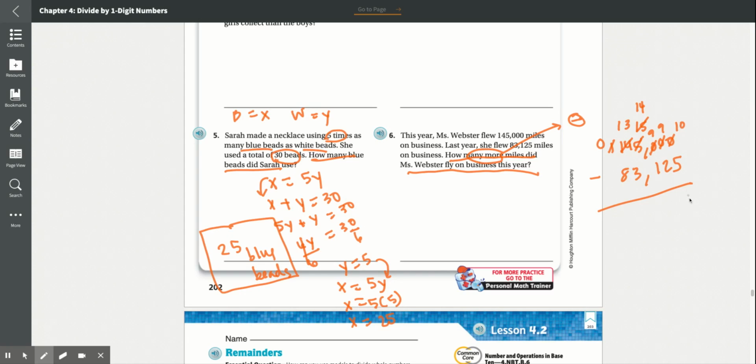So 10 minus 5 is 5. 9 minus 2 is 7. 9 minus 1 is 8. 14 minus 3 is 11. Carry the 1. 13 minus 8 is 5 plus 1. That's 6. So it's 61,875. 61,875 miles is how much of a difference she flew between last year and this year.